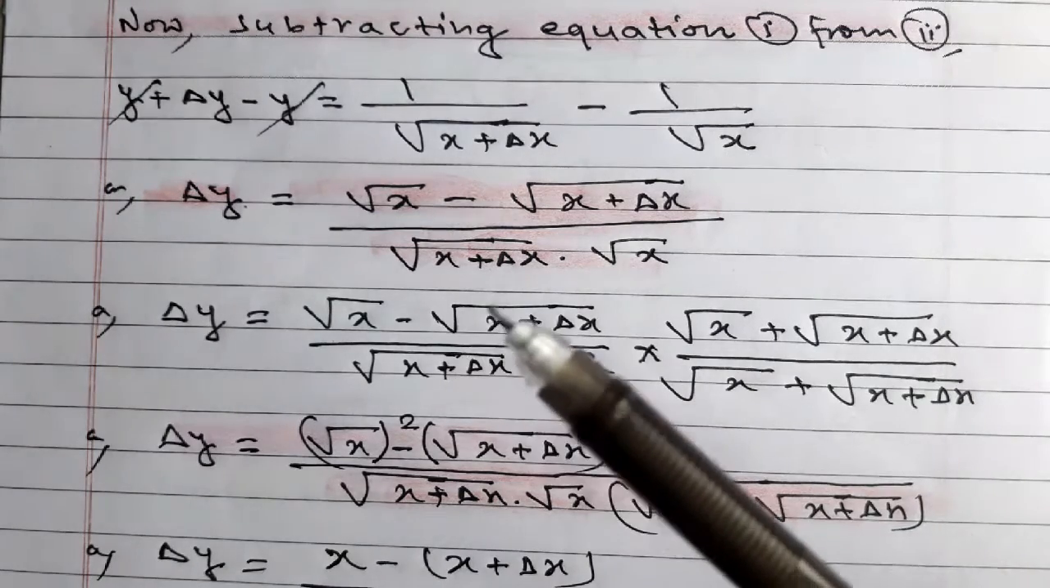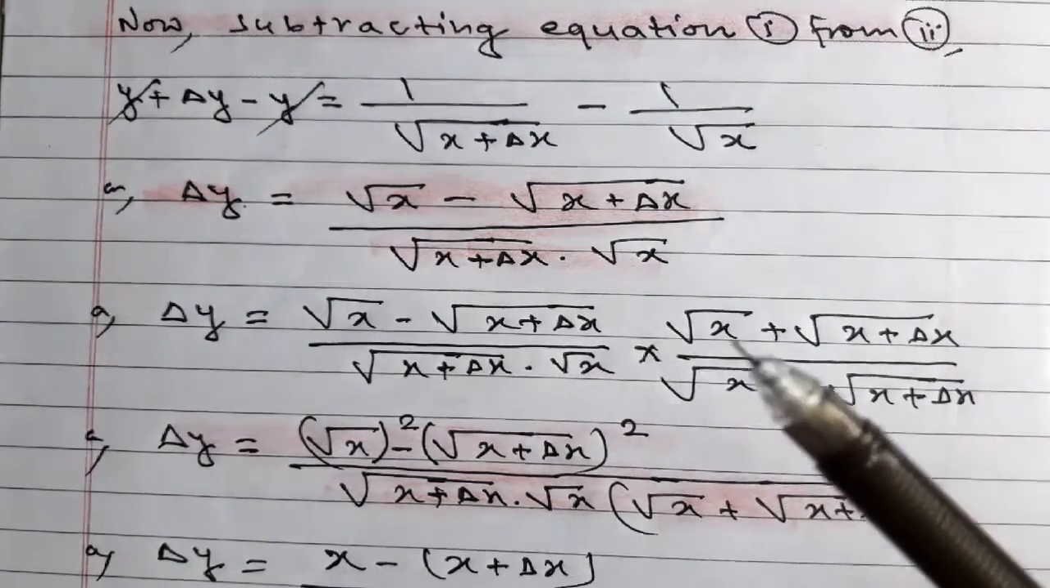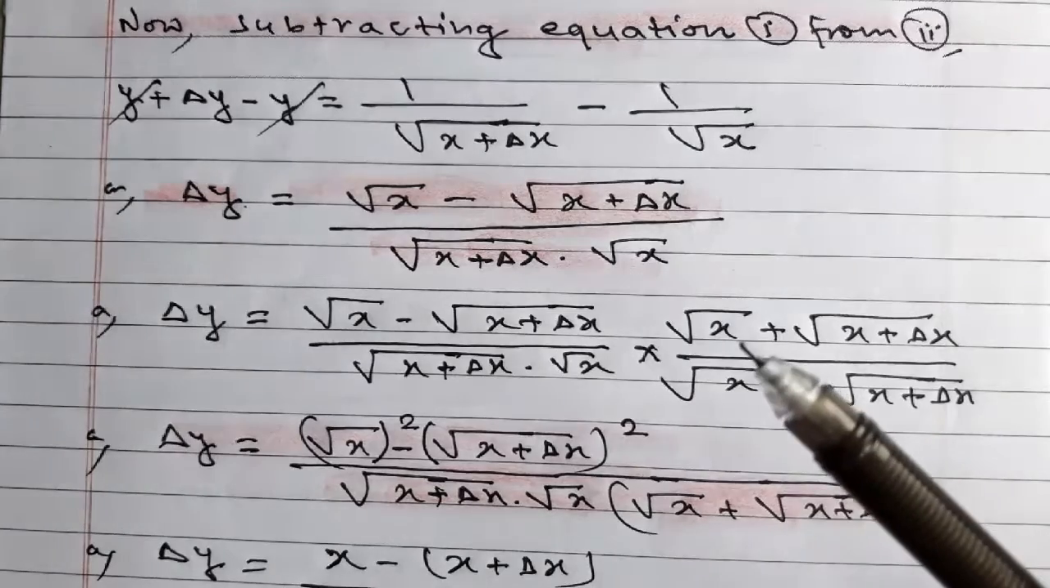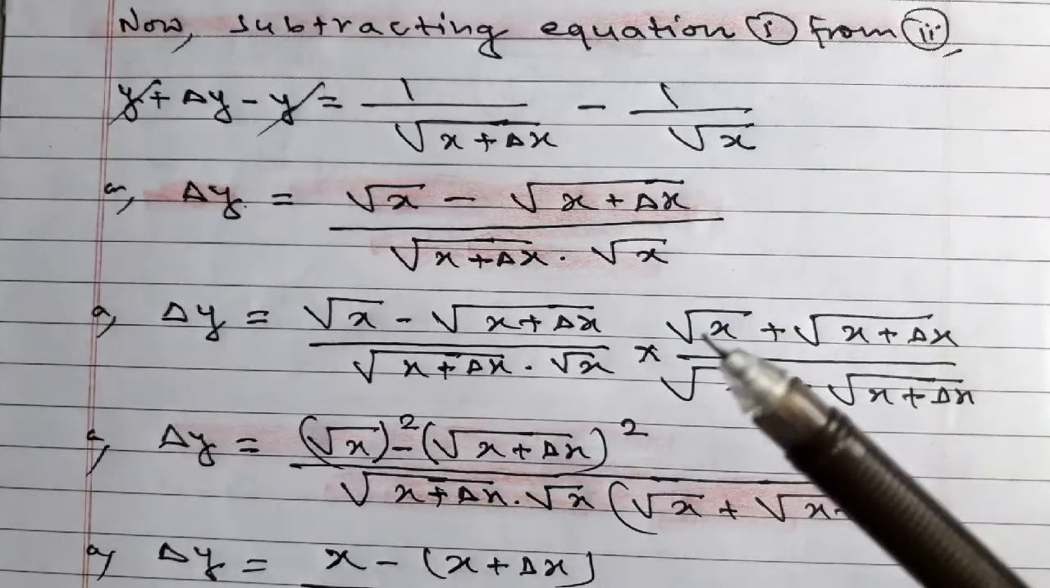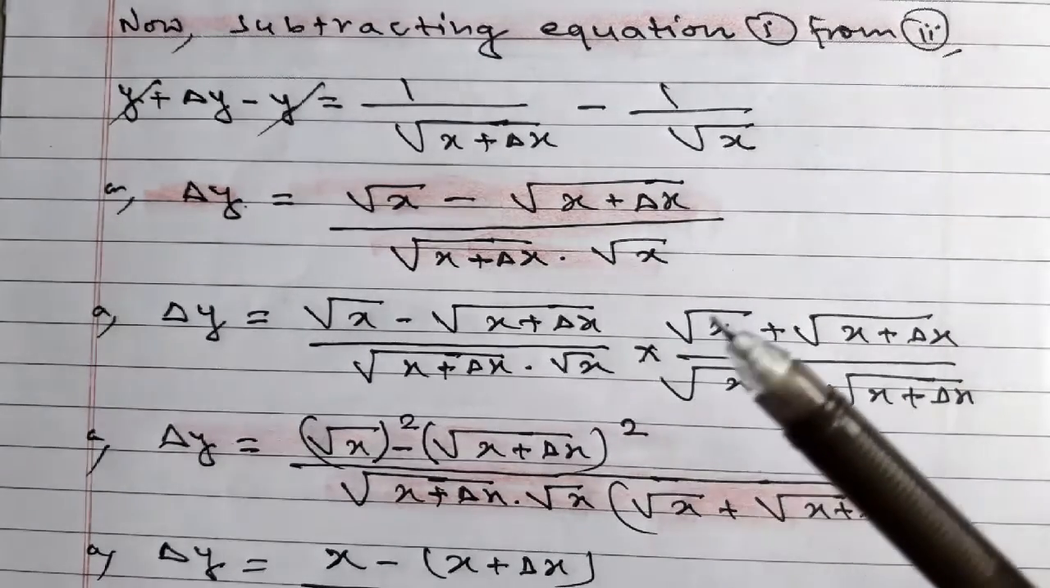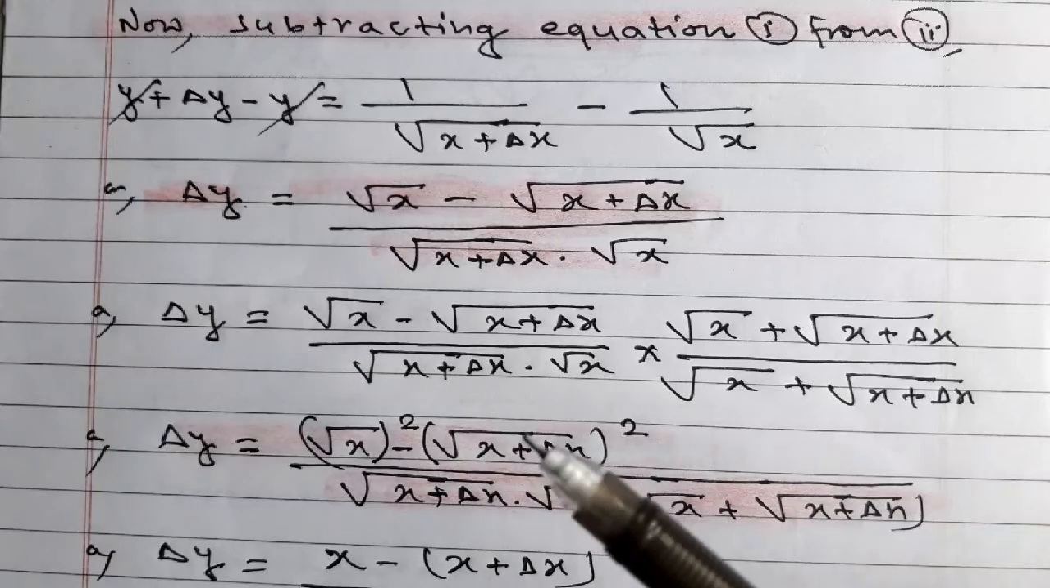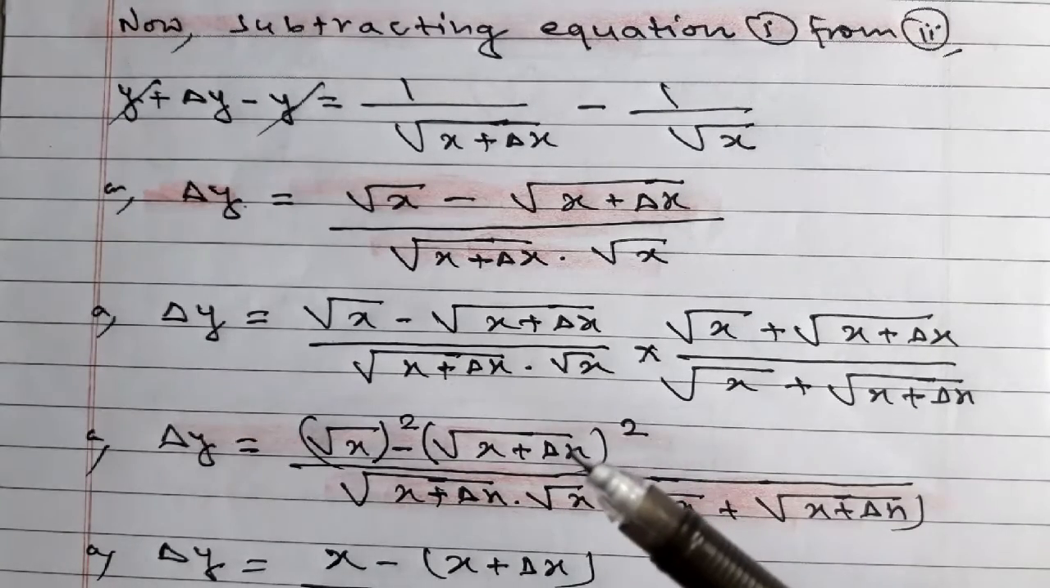Now when we multiply by the conjugate, the numerator, that means root x minus root x plus delta x into root x plus root x plus delta x, is in the form of a plus b into a minus b. A plus b into a minus b is a square minus b square.